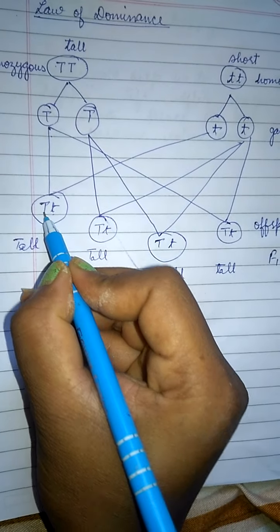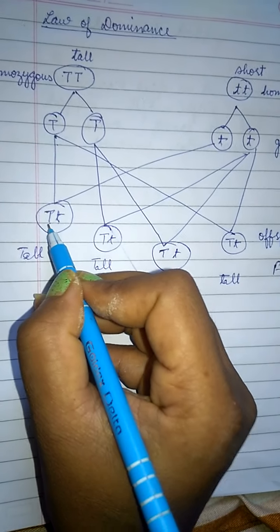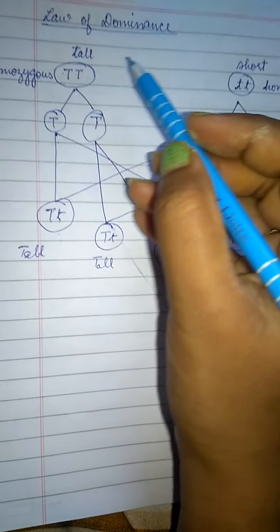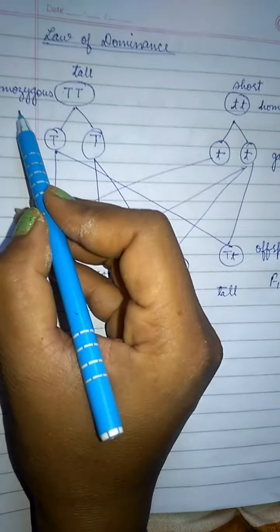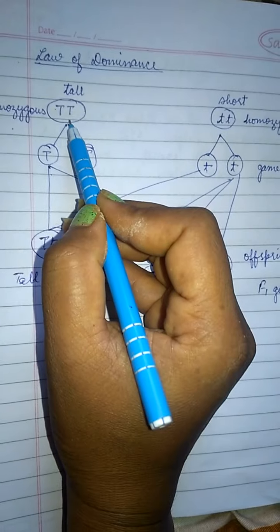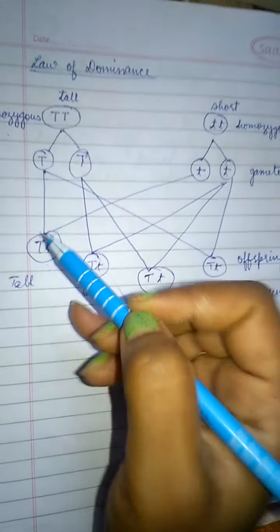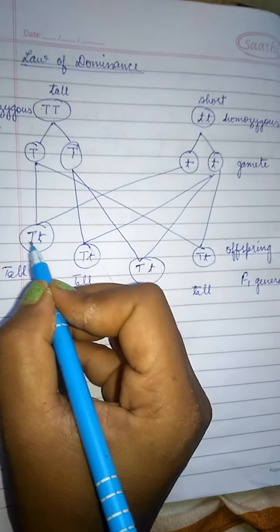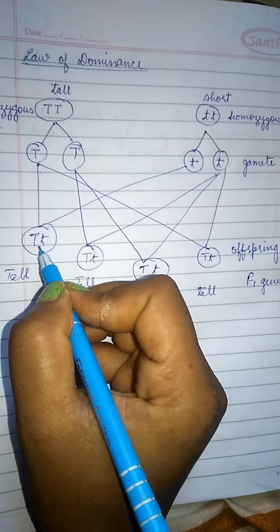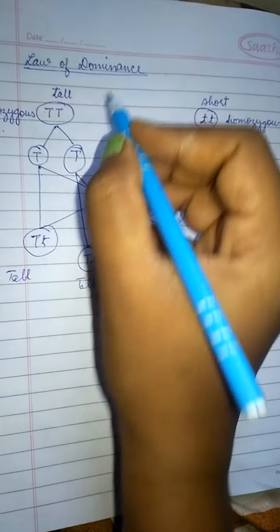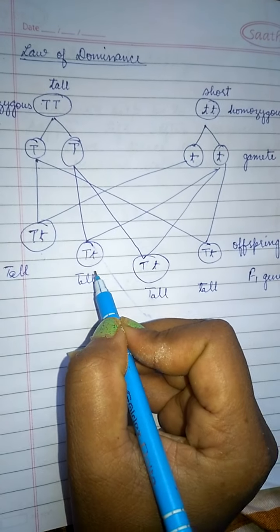So that means this capital T is suppressing this small t. This capital T is dominant over the small t. So that is the law of dominance. The law of dominance says that when two homozygous individuals of contrasting characters are crossed, one character appears in the F1 generation and one character is suppressed in the F1 generation. The character which appears in the F1 generation is the dominant character, and the character which is suppressed in the F1 generation is the recessive character.